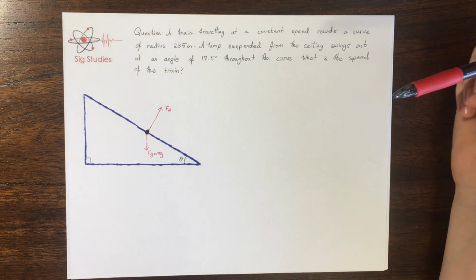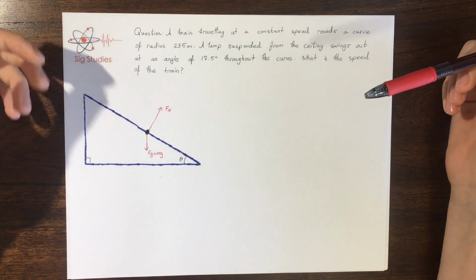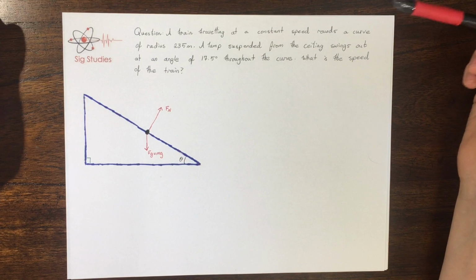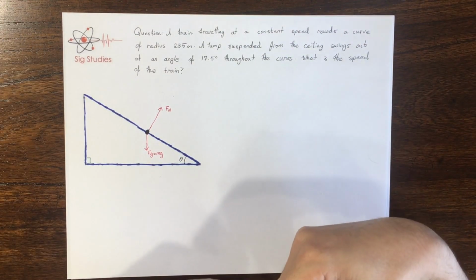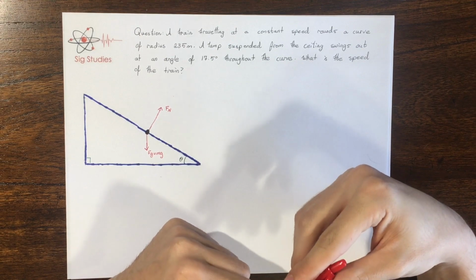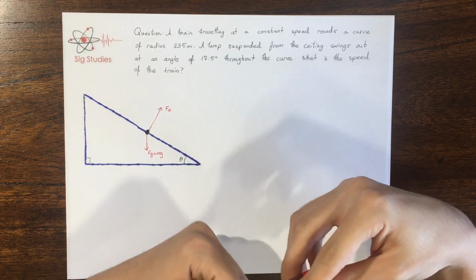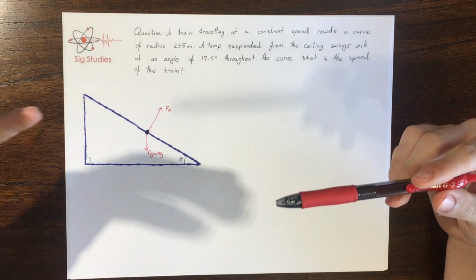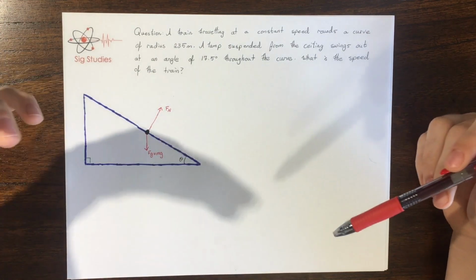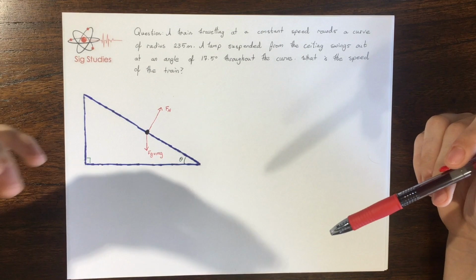So this question says, a train traveling at a constant speed rounds a curve of radius 235 meters. A lamp suspended from the ceiling swings out at an angle of 17.5 degrees throughout the curve. What is the speed of the train? Now, this question is formulated a little bit strangely, but we have to just understand what they're trying to tell us.